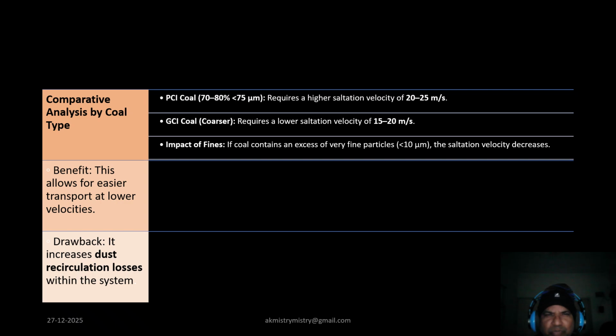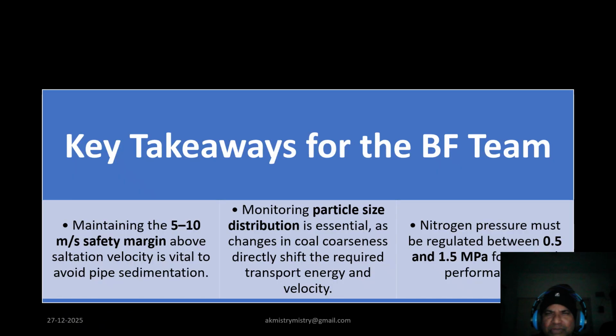It is also important to note that if the coal contains excessive fines, meaning particles smaller than 10 micron, the saltation velocity actually decreases. While this makes the coal easier to transport, it comes with a trade-off. It significantly increases dust recirculation losses, which is also very important.